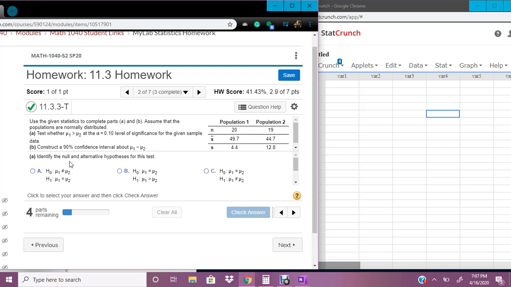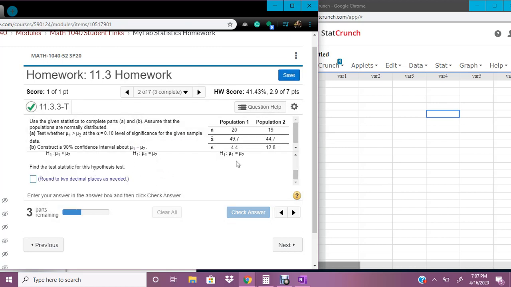So first, we're identifying our hypotheses. Once again, our null hypothesis is always going to have that equal sign in there. And then we're testing whether the mean of the first population is greater than the mean of the second population, so that right there.